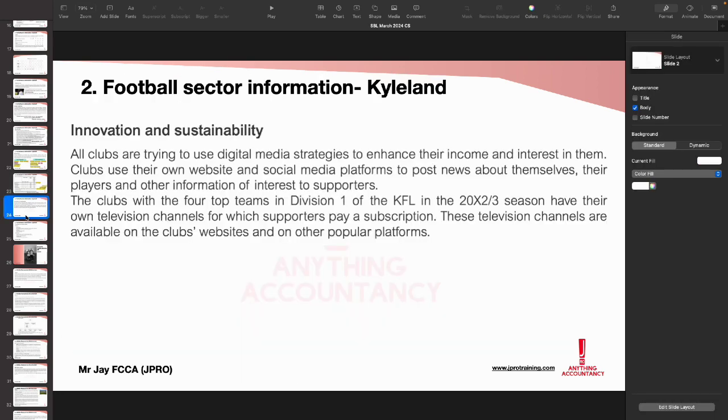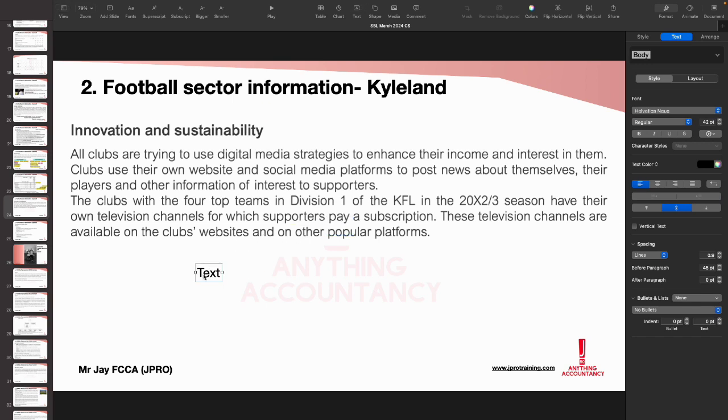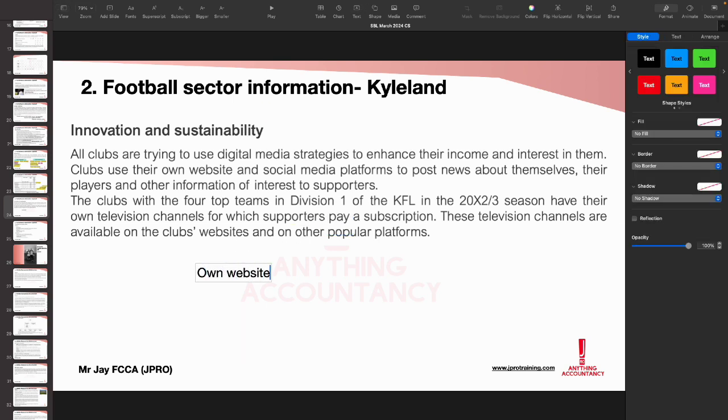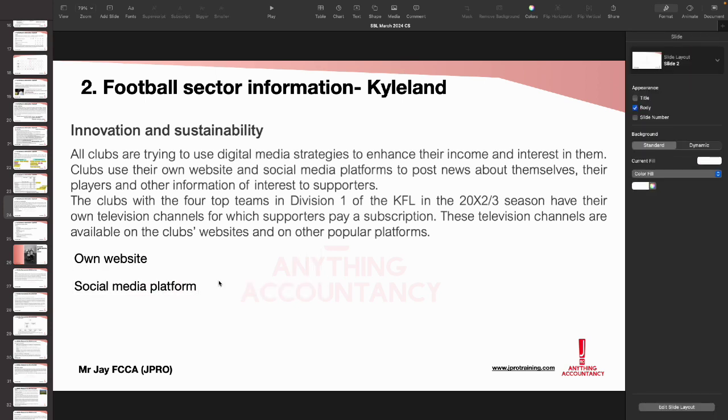you do have to be worried about innovation and sustainability. All clubs try to use digital media strategy to enhance their income and interest in them. Clubs use their own website. Okay, you know that they have their own website, so you should think about the website itself. Own website. Okay, that's one. Number two, they also have their social media platform. Now, this is quite an important idea in terms of how they are generating income for you. Post news about themselves, their players, and other information.